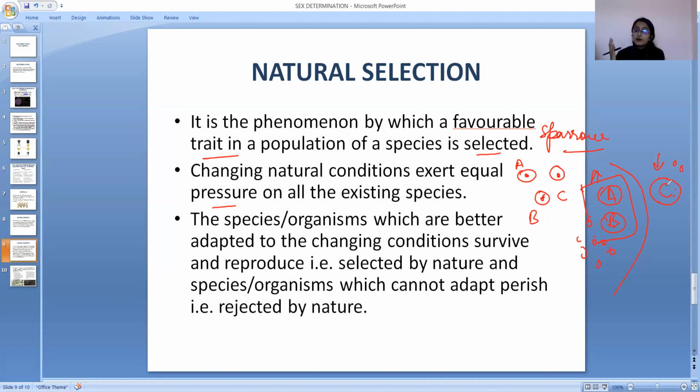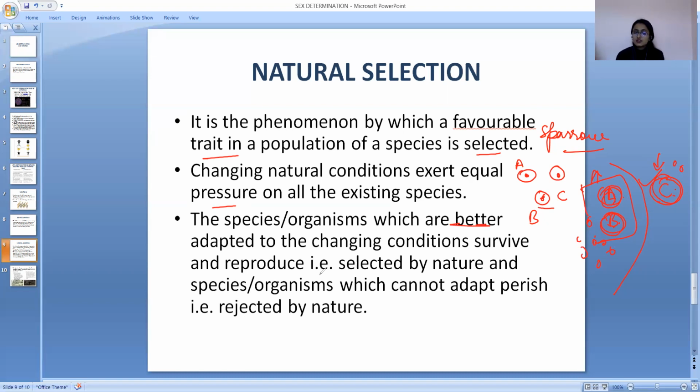So these are the environmental factors. To survive, they have to show variation according to the conditions of the environment, right? So after some time, A and B are the same in appearance, but C is no more the same as A and B. So they start evolving, right? This is how natural selection works, or environmental pressurization, environmental variations work. Now, the species or organisms which are better adapted to the changing conditions survive and reproduce.